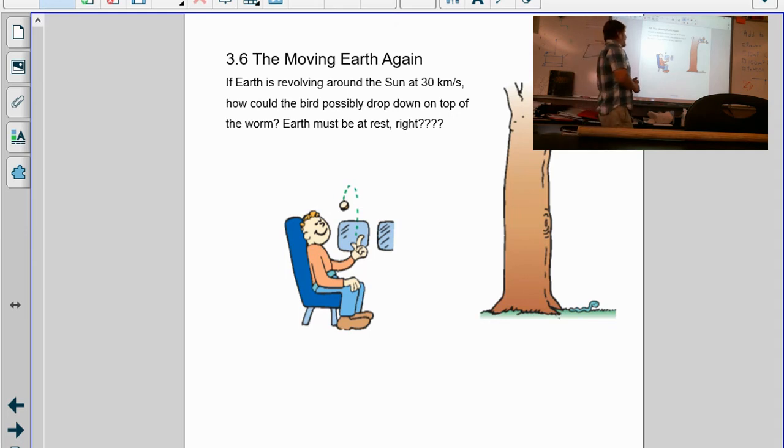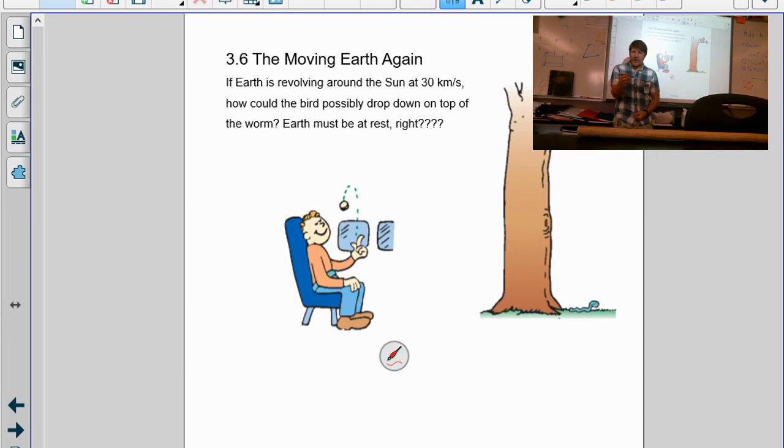So the moving Earth again, and the Earth. So this is a kind of a thought question for you. So I'm going to start off here. You're in a plane, and you're flying in the plane, and you take a penny. I'm going to take this pen. If I were flying through the air at say 500 miles per hour, and I take the pen and I throw it in the air, where will it land?